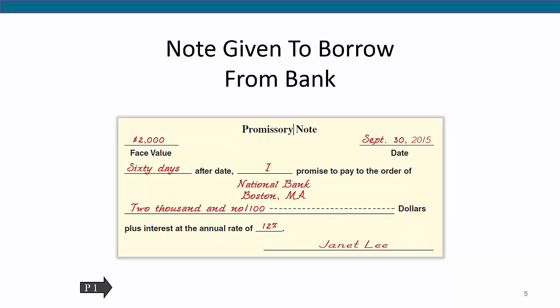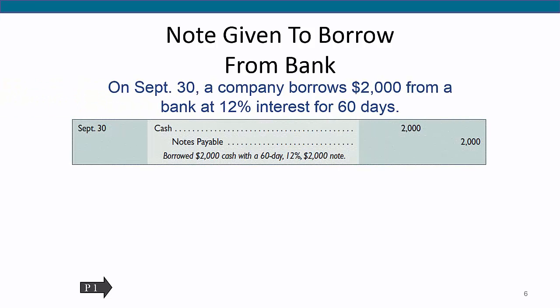You learned how to determine the maturity date of a note when we talked about notes receivable in a previous chapter. So let's look at the appropriate entries. On September 30th, the date the note was signed, we will debit the cash account for $2,000 and credit the current liability, notes payable, for the same amount. Again, no interest is owed on the issue date because time has not yet passed.